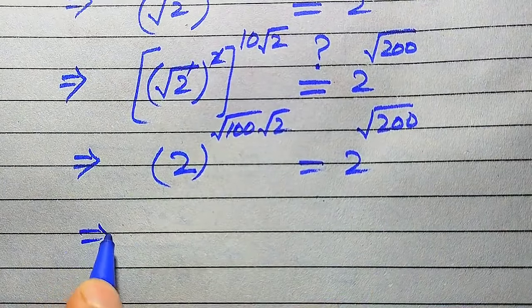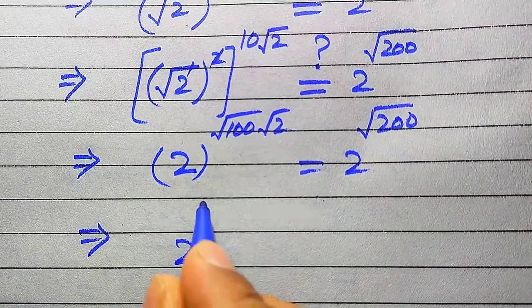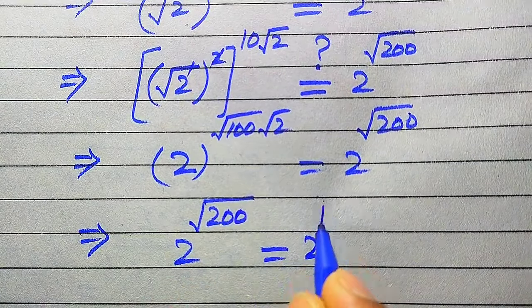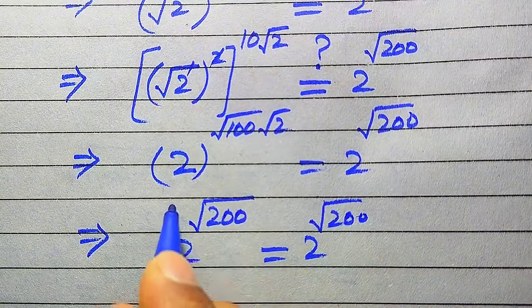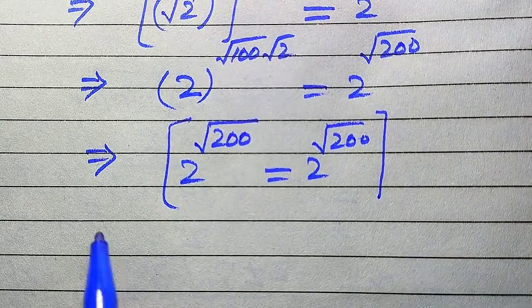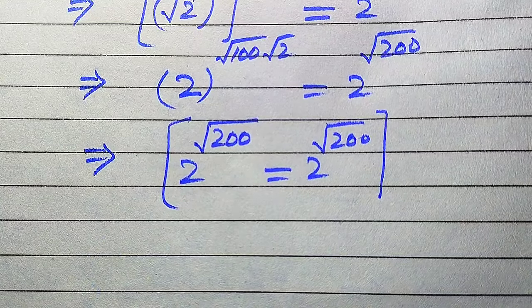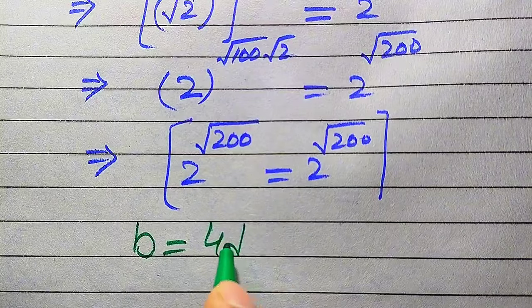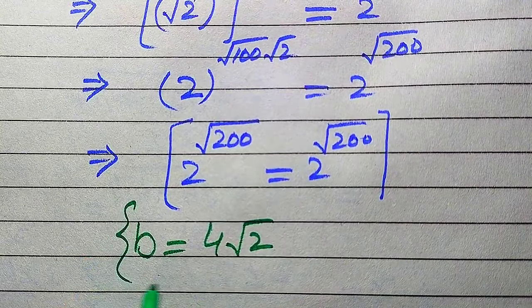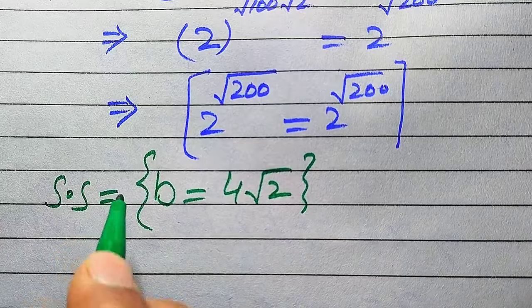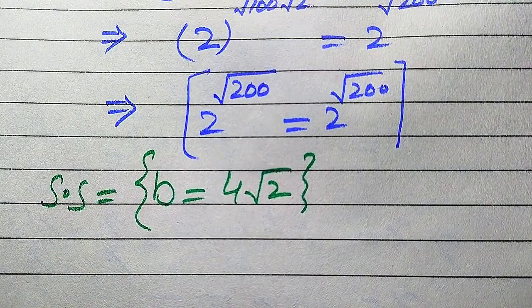So here we need to combine the square roots of these two terms, and it becomes 2 to the power of square root of 200 equal to 2 to the power of square root of 200. This means that both sides are equal. So finally we conclude that the value of b equal to 4 times square root of 2 satisfies our given question statement. So we can conclude that this is the solution set of this question, and this is the final answer.